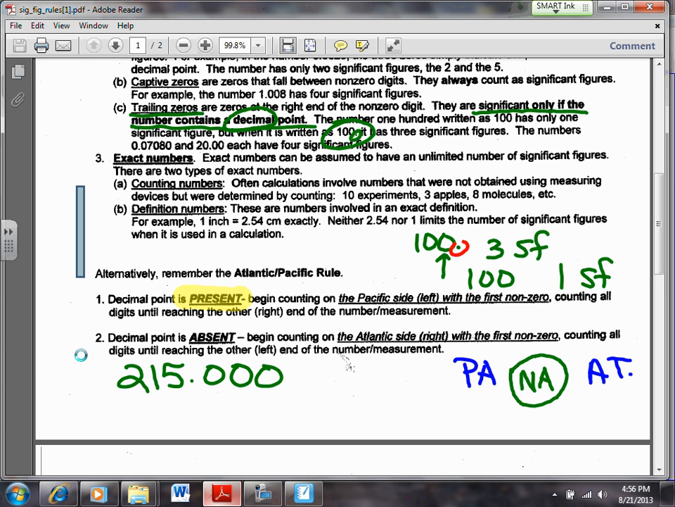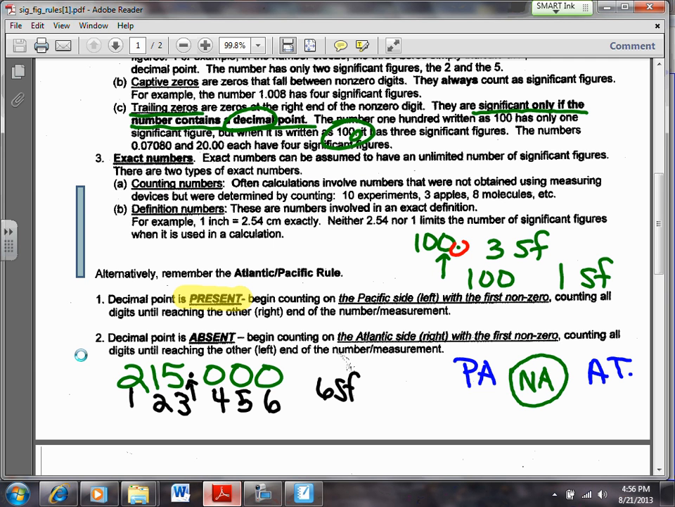There's the decimal. Decimal is present. That's it right there. So that's our continent. We're going to start on the Pacific side right here, counting with the first non-zero digit. 2 is the first non-zero digit. So this has 1, 2, 3, 4, 5, 6 sig figs. So you count from the first non-zero digit all the way to the end.